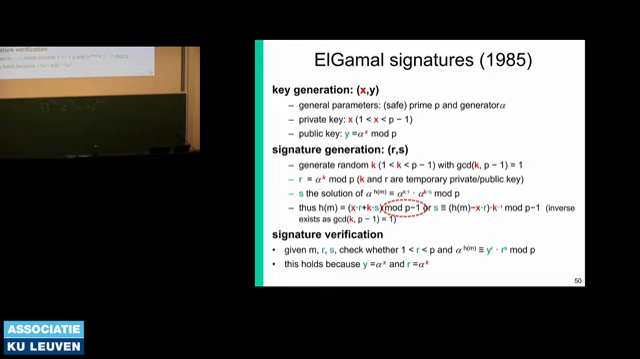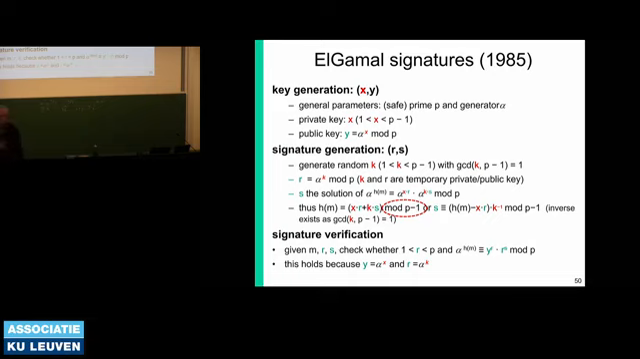And now my signature consists of r, this is the public key, and s is the solution of this equation. Alpha to the hm, where hm is the hash of the message, is equal to alpha to the xr times alpha to the ks mod p. So what you see here is x is my long-term private key, r is my short-term public key, k is my short-term private key, and s is the signature. Okay, you have to solve this equation.